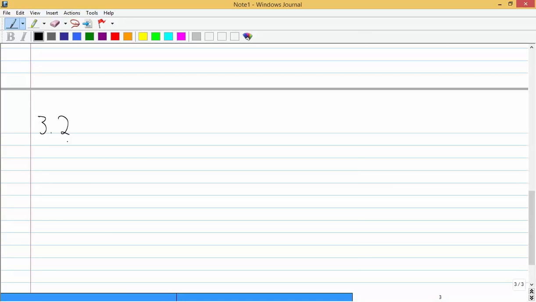3.2 is on qualitative data. It's on displaying qualitative data graphically.